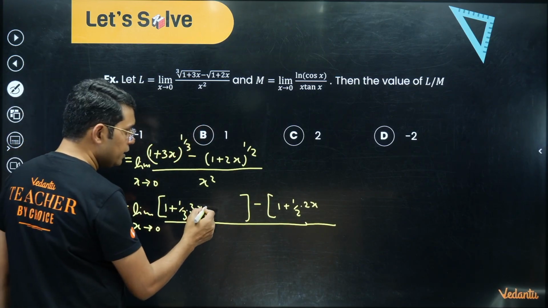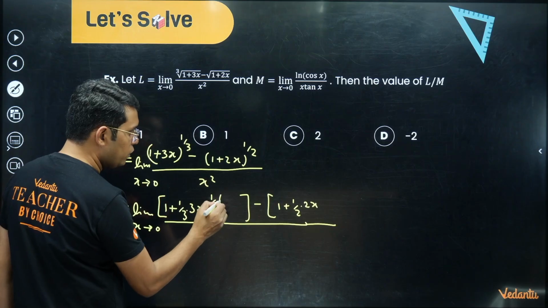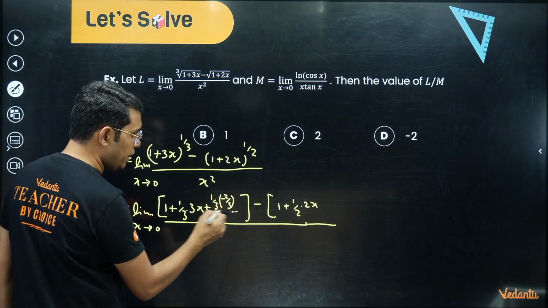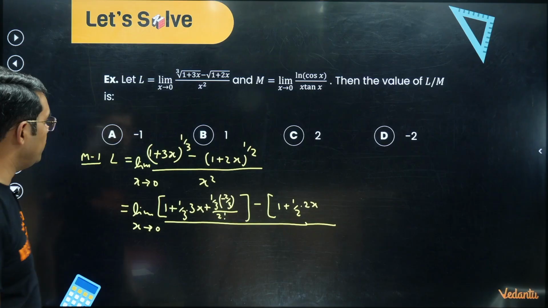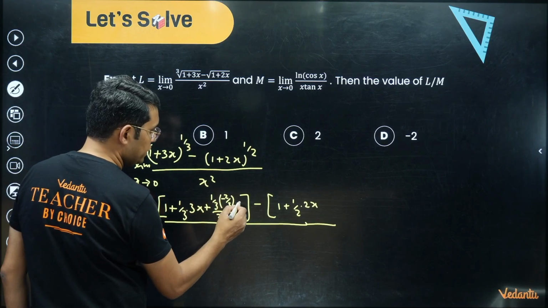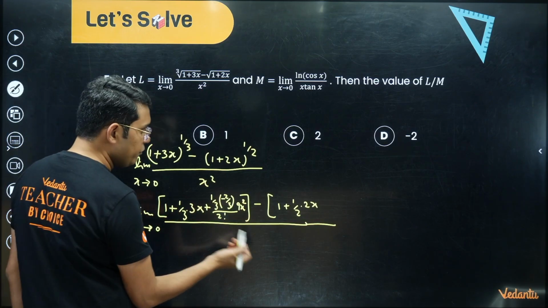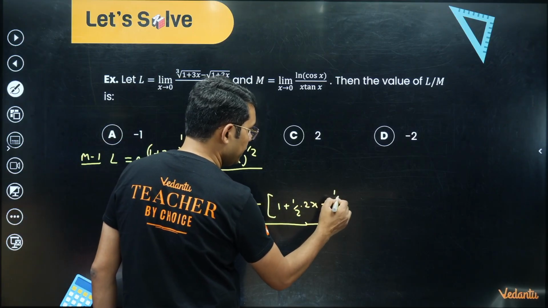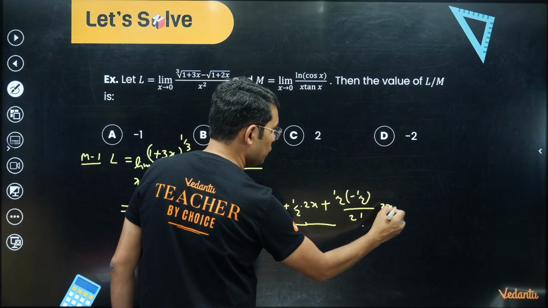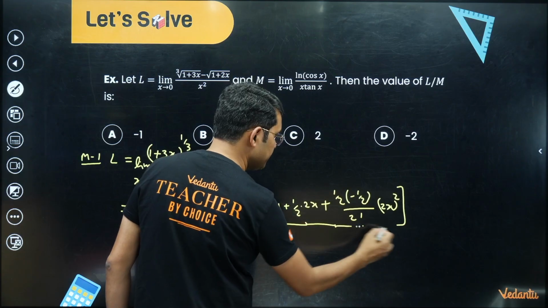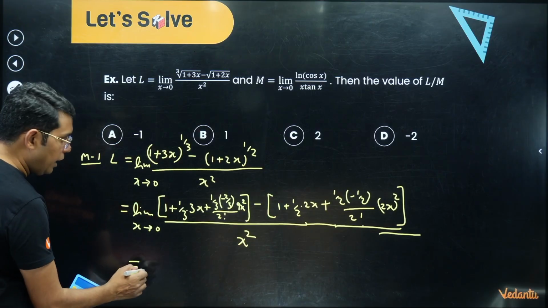So we have to consider the next term, which would be here 1 upon 3 into 1 upon 3 minus 1, so minus 2 upon 3 upon 2 factorial, and then it will be 3x whole square, that means it will be 9x square. Okay, there will be other terms also, but we can ignore them. Similarly, here also we can write 1 upon 2 minus 1 upon 2 upon 2 factorial, and that will be 2x whole square. Other terms can be ignored because your x square terms are not getting cancelled. You can check after this calculation.